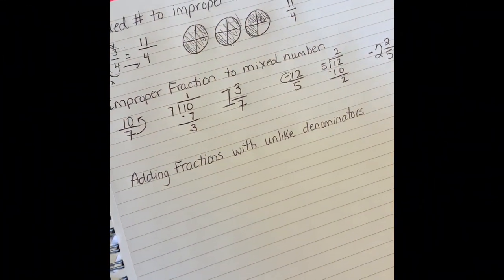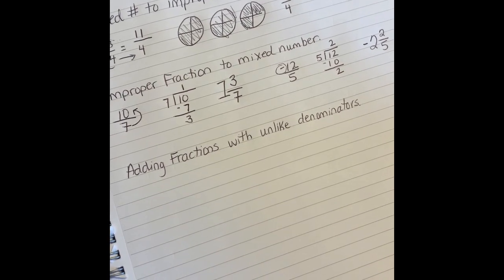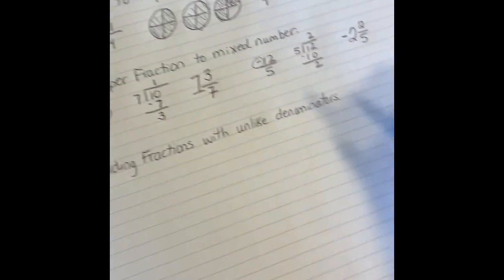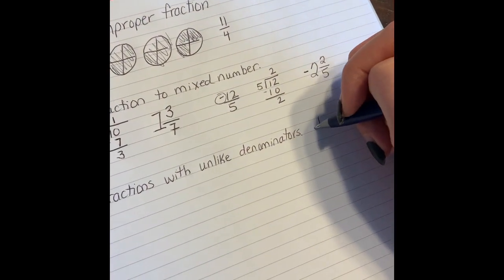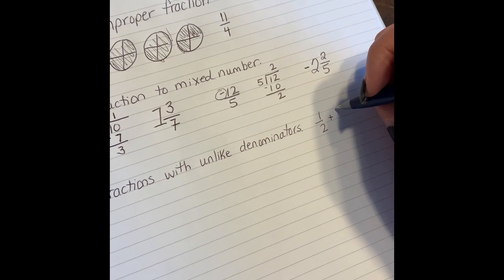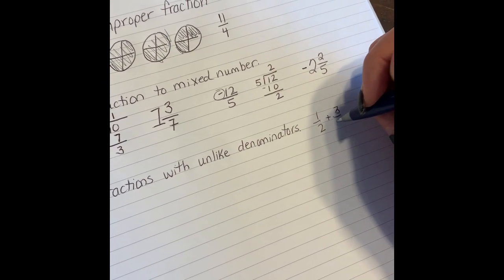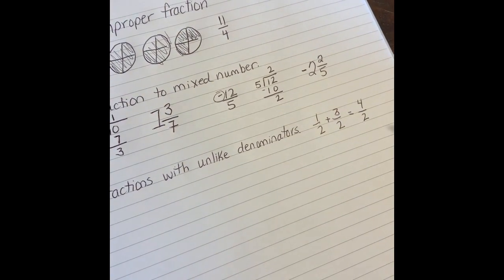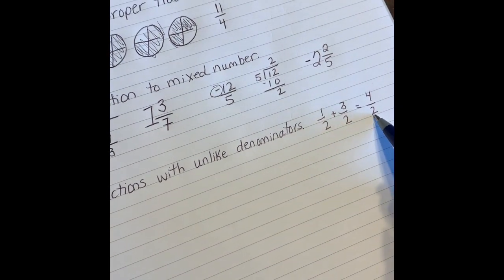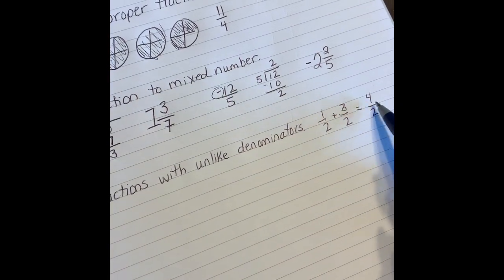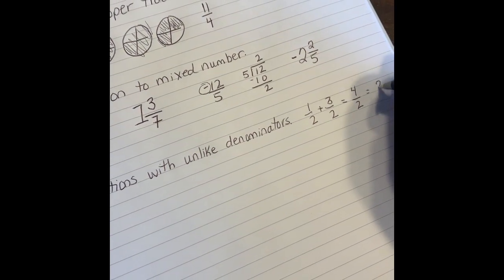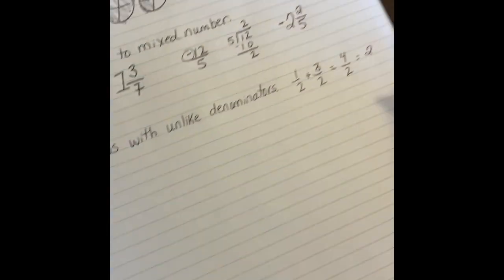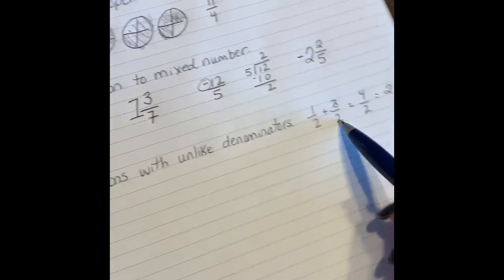Next, we are going to look at how to add fractions with unlike denominators. If fractions already have like denominators, such as 1/2 plus 3/2, then we know my answer is just 4/2. My denominator stays the same, and I add my numerators, 1 plus 3, 4/2. Of course, we can reduce this to just 2. But we are going to now look at how we add fractions if the denominators are not already the same.